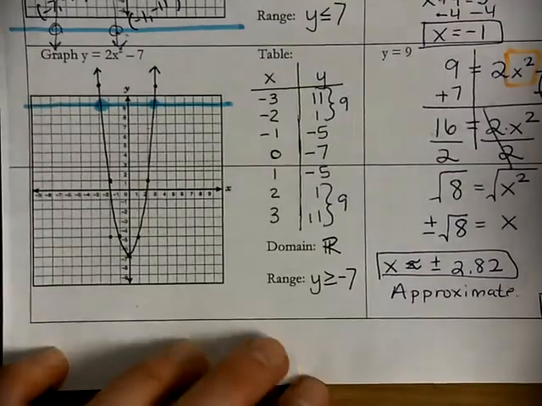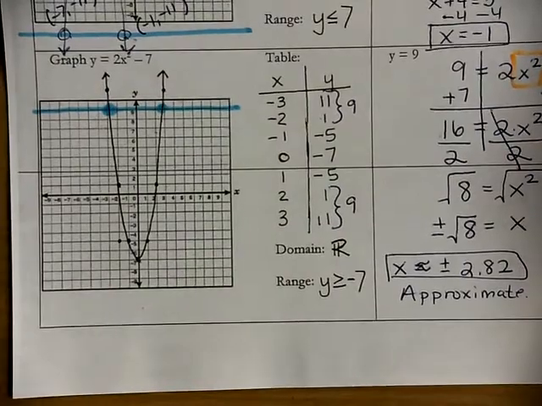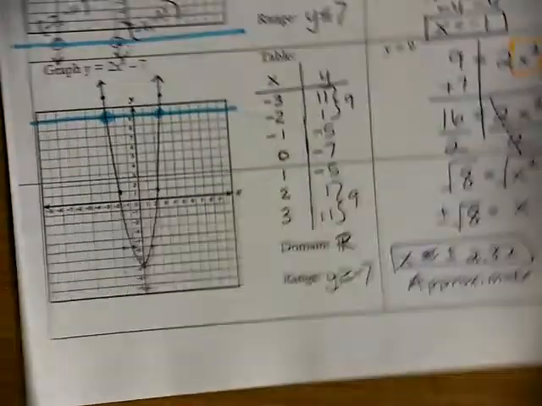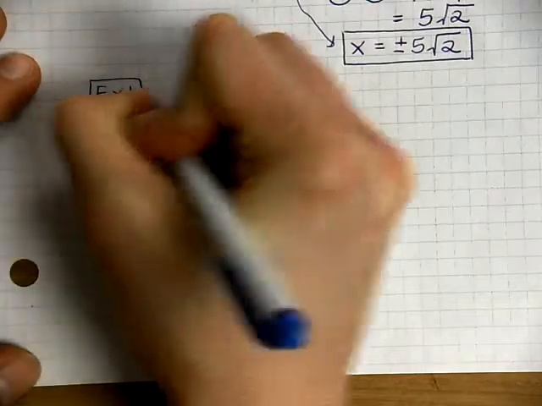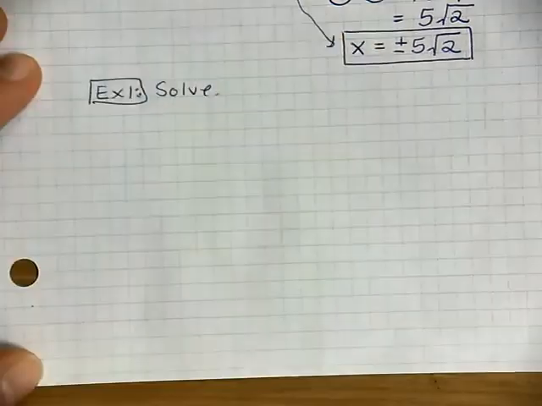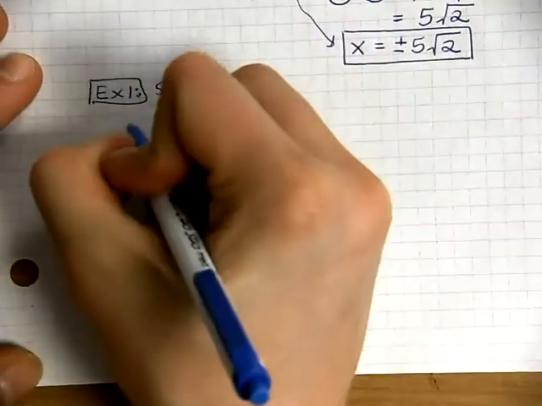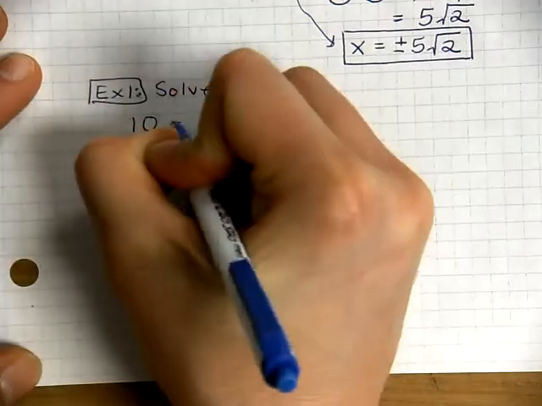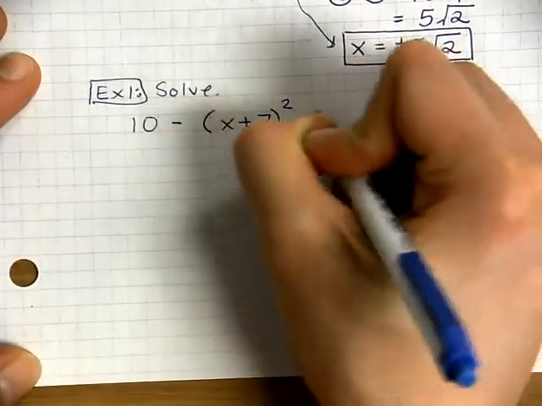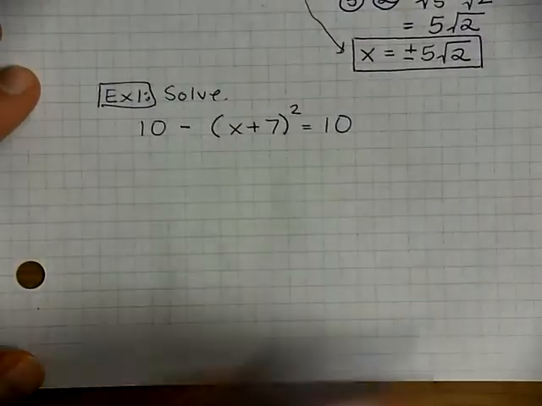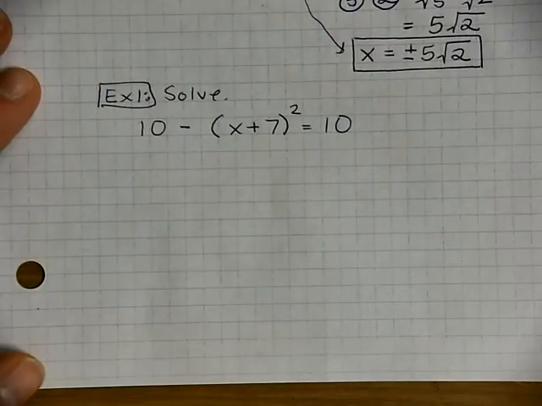Go ahead and go back to your lined sheet of paper, and let's do another example on your lined sheet of paper. So looking down here, example 1, the directions are going to say solve. What I'd like you to solve is 10 minus (x plus 7) squared equals 10. Pause the video right now and try to solve this on your own using inverse operations.